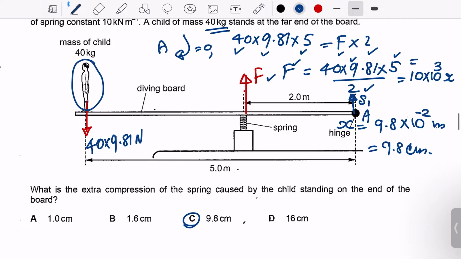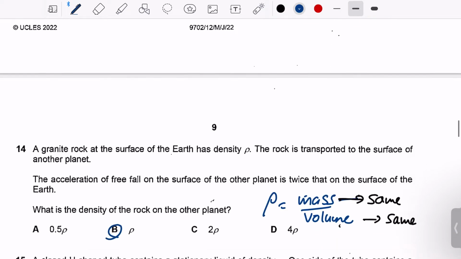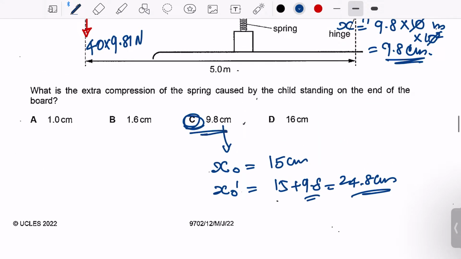But this should again be F equals kx, right? So k is in kilonewton, I change it into Newton, x is the extension, I get the answer in meters, so I change it into centimeters by multiplying by 10 to the power of 2. This cancels, and I get 9.8 centimeters extra extension. What it means is, let's say it had an extension at the beginning of 15 centimeters. Now the new extension will be 15 plus 9.8, 24.8 centimeters. Extra extension is 9.8. So the answer to this question is C.